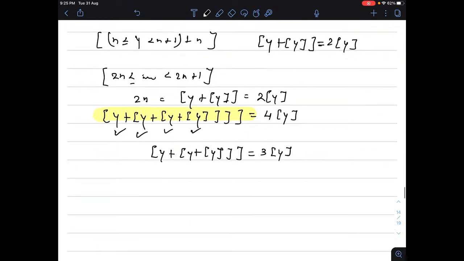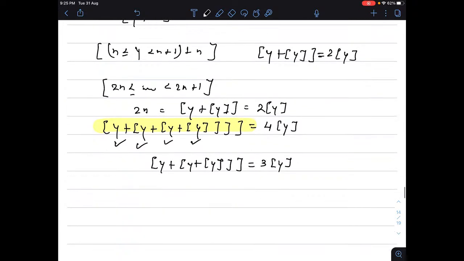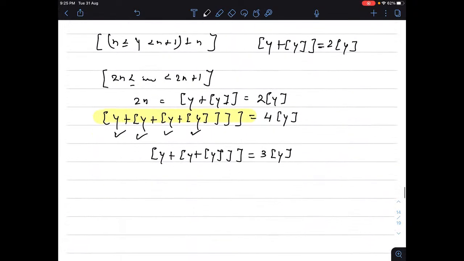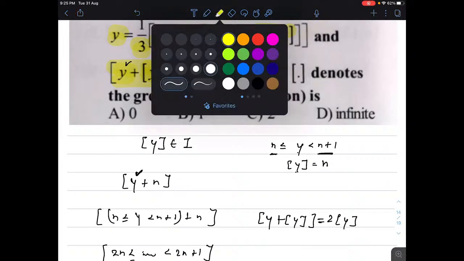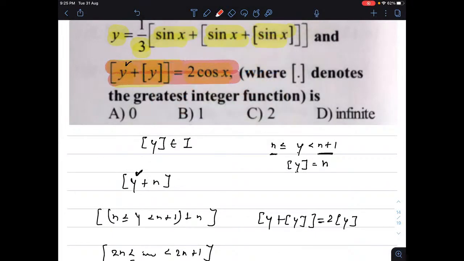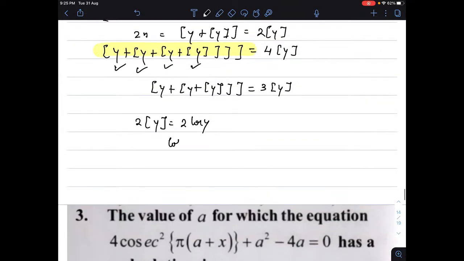Great Asmit, great Tanvi, great Manu. So we'll be going to write what? 2 times the greatest integer function of y will be becoming 2 cos y, because this was the equation given to you. So 2 times greatest integer function of y will be becoming 2 cos y. Or my dear students, cos y will be becoming greatest integer function of y.